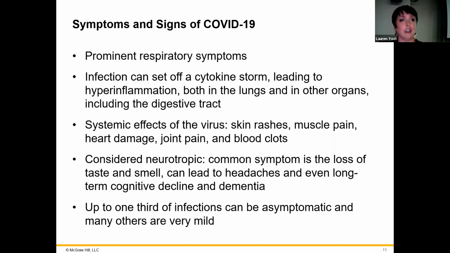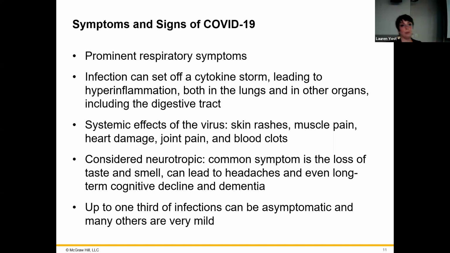And inflammation is uncomfortable, man. It's not a good time, but it's there for a reason. So with COVID, we had the cytokine storm, and that was typically associated with the deadly effects of COVID. We had systemic effects of the virus: skin rashes, muscle pain, heart damage, joint pain, blood clots, some of it from the virus, some of it from the immune response.